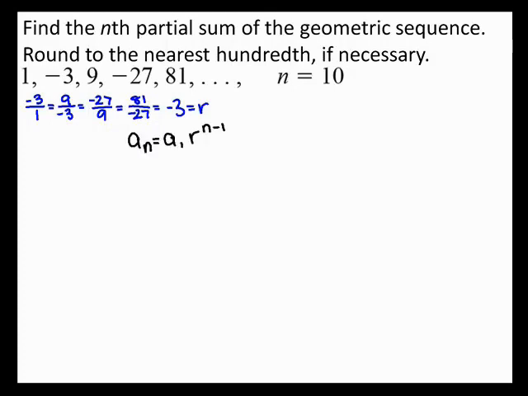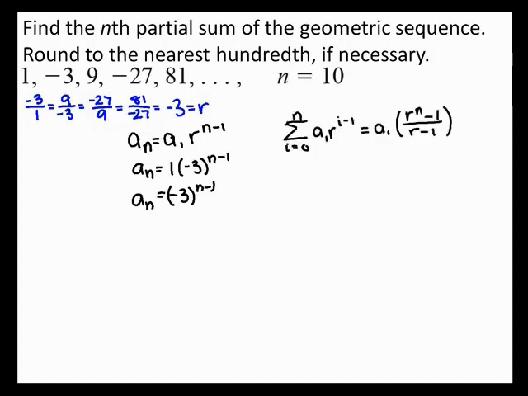Use the formula a sub n is equal to a sub 1 times r to the n minus 1. Substitute 1 in for a sub 1 and negative 3 in for r. Simplify 1 times negative 3 to the n minus 1. You find that a sub n is equal to negative 3 to the n minus 1. Use the formula for the nth partial sum of a geometric sequence. Substitute 10 in for n. Substitute 1 in for a sub 1 and negative 3 in for r.